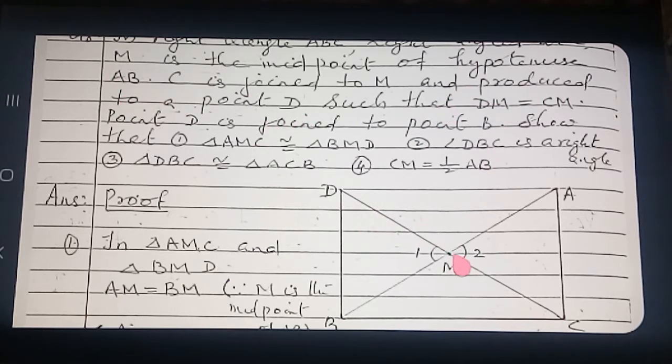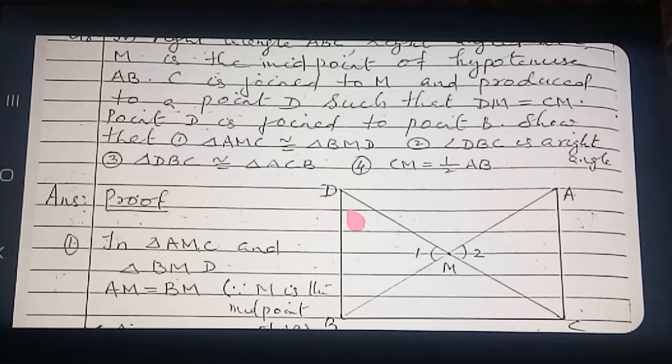CM is produced to a point D, which means from C to M already joined first, then M produced to D. So M and D are also joined, such that CM and DM are equal. What is the meaning? M is the midpoint of CD also.